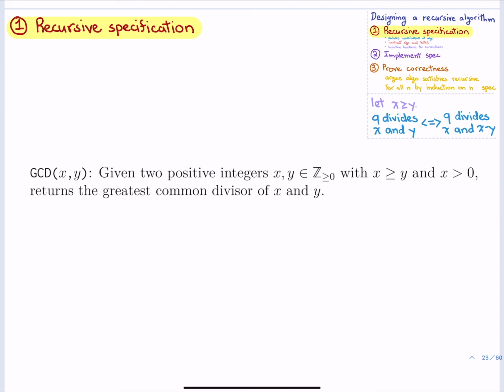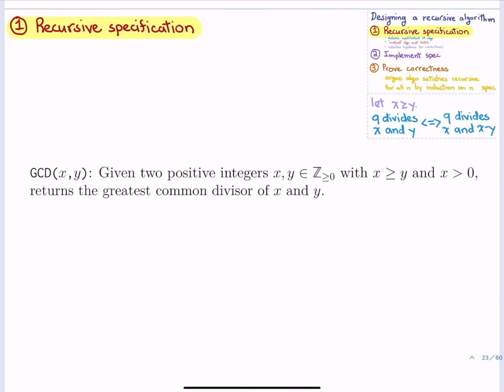Just to make the code more compact later on, I'm adding the extra assumption that x is always greater than or equal to y. Of course, it's pretty easy to still use the algorithm. You can just flip the arguments if you need to. And I'm going to assume x is greater than 0, because the greatest common divisor of 0 and 0 is not very well defined. Maybe it's positive infinity, I don't know. But we're just avoiding that. So maybe y is 0, but x is always non-zero.